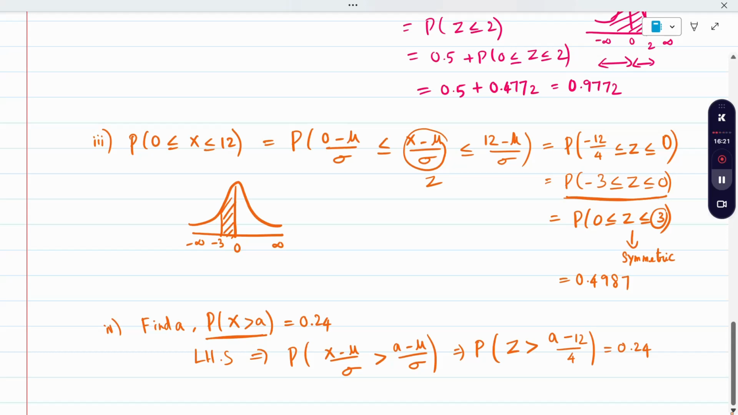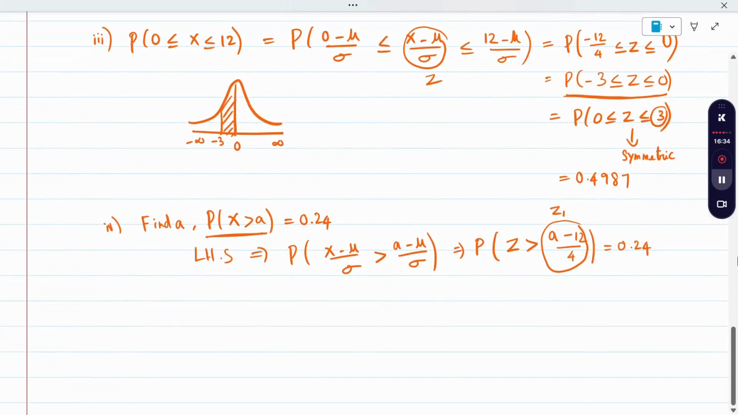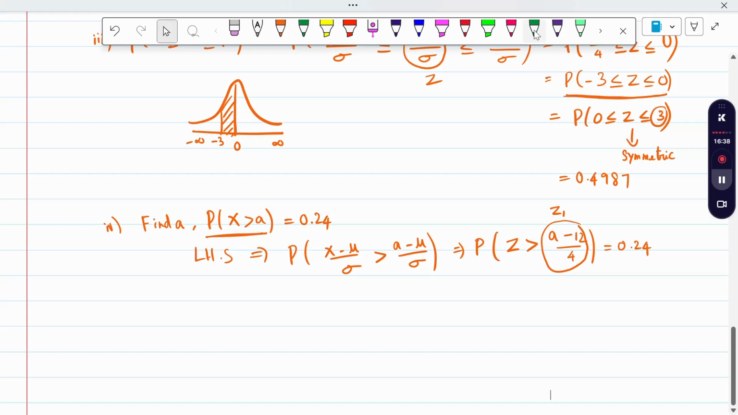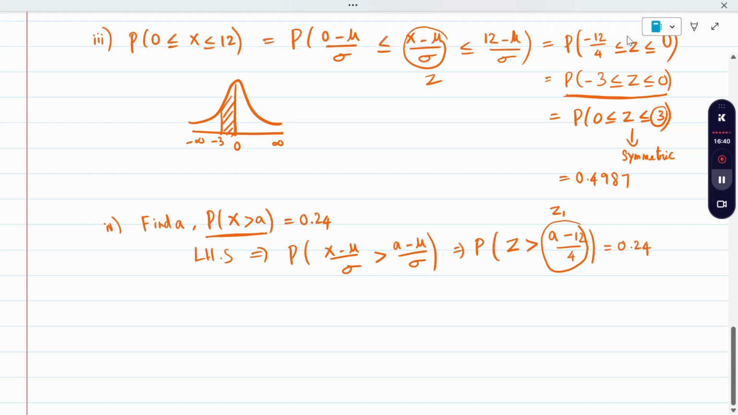I don't know this. With respect to A only, I know what it is. Now I don't know this. I will consider this fully as some Z1. Okay, so I will consider the full question to be Z1. I don't know that, so I don't know A. So what I'm going to do, I'm going to consider that fully as Z.